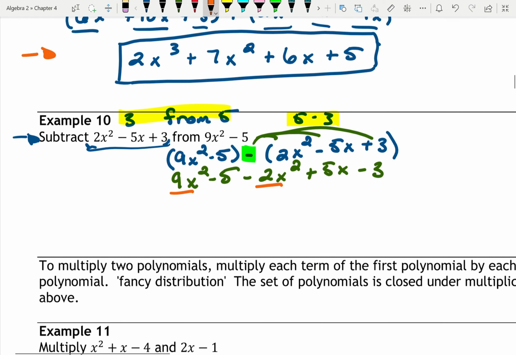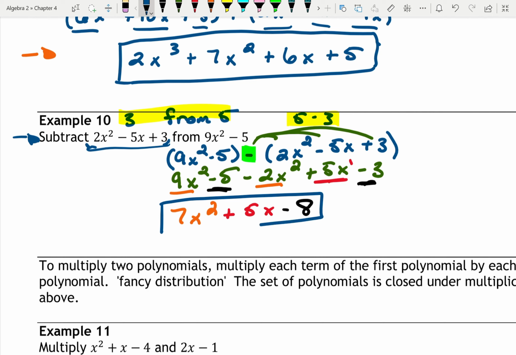So down to number 10, my biggest exponent is a 2. So I look for my quadratic pieces, the ones with the 2's in the exponents. 9 minus 2 gives me 7x squared. Now I look for my next biggest exponent. That's just going to be a 1. So that's 5x to the 1, so plus 5x. And then I look for my plain old constants. That's negative 5 and negative 3, which is going to be negative 8. So down here, this is my answer. There we go.